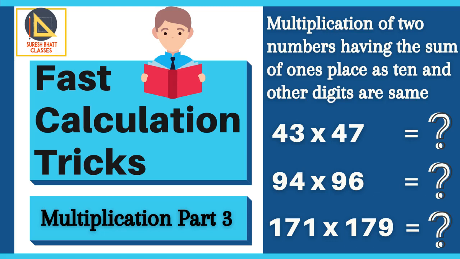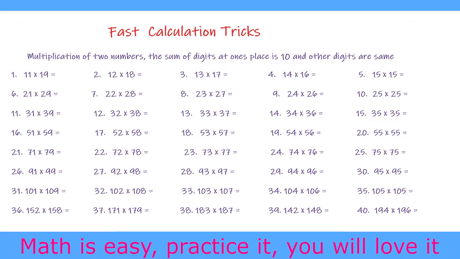We are going to learn fast calculation tricks in which multiplication of two numbers, the sum of digits at one's place is 10 and the other digits are same, like 11 and 19. So the digits at one's place are 1 and 9, and the sum of these two digits is 10, and the digit at 10's place, both are same, which is 1.